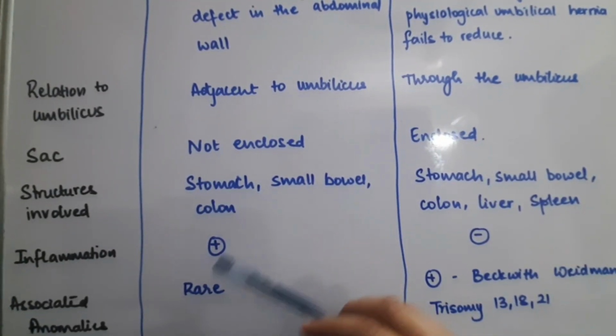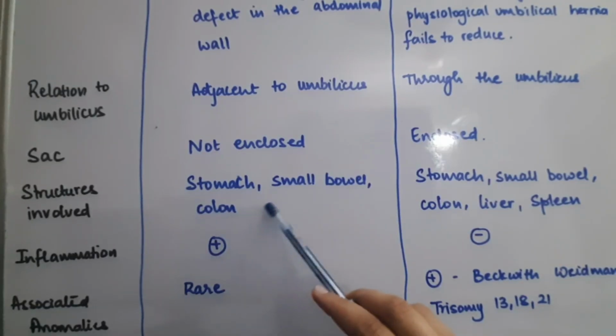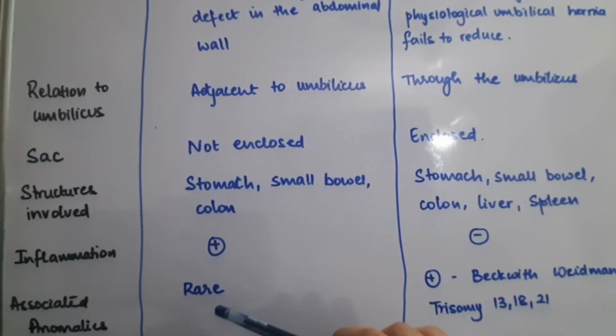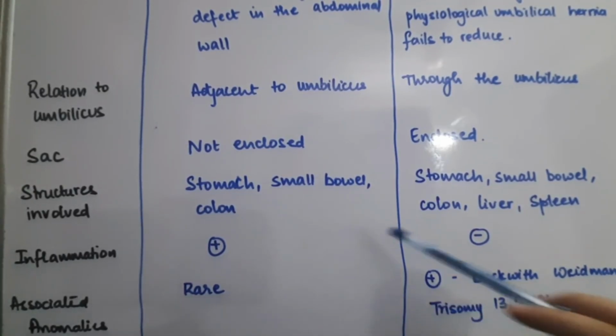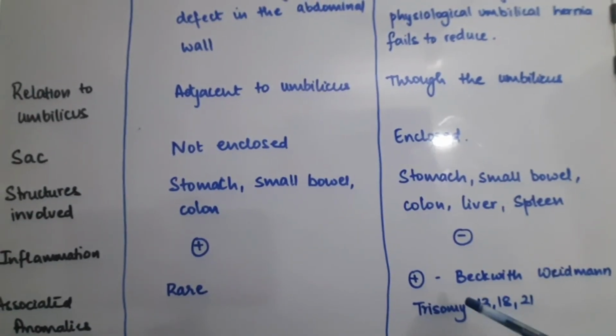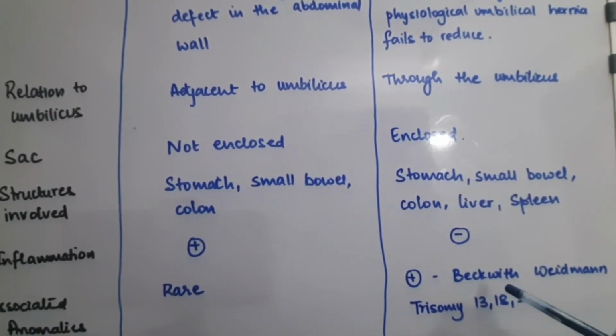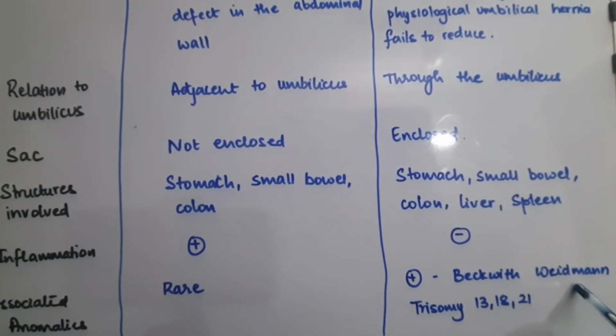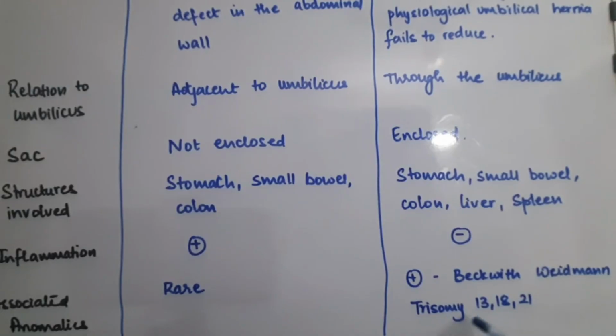And associated congenital anomalies are not seen in gastroschisis. So gastroschisis is not related to any other congenital anomalies, or they might be rare. And in omphalocele, it is very strongly associated with other genetic abnormalities, and omphalocele is seen in conditions like Beckwith-Wiedemann syndrome, trisomy 13, trisomy 18, and trisomy 21.